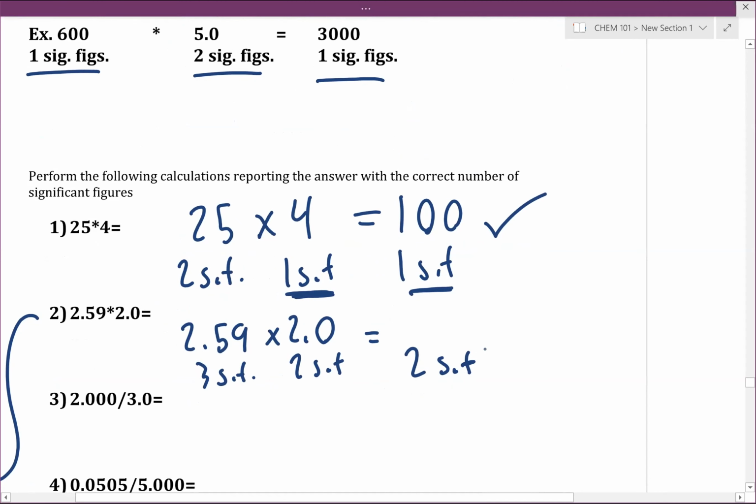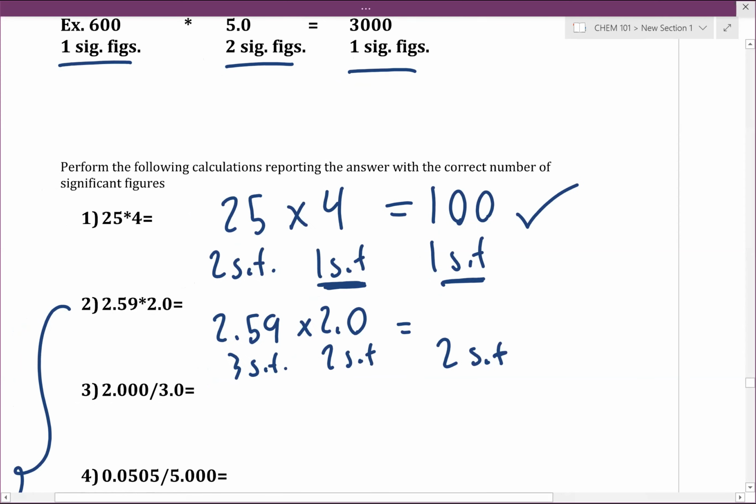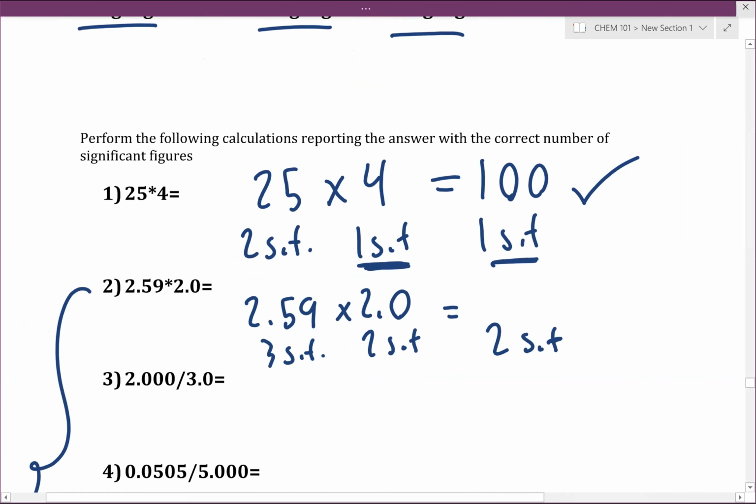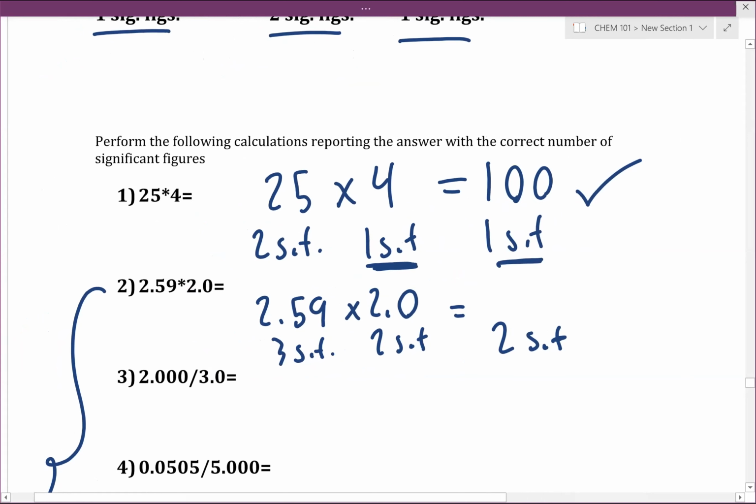Okay, perfect. So now let's break out our calculator and let's perform this operation. So we're taking 2.59 times 2.0, and we get out 5.18. Now we're not entirely done yet. We have 5.18, but we are now going to have to round this number to the correct number of significant figures.